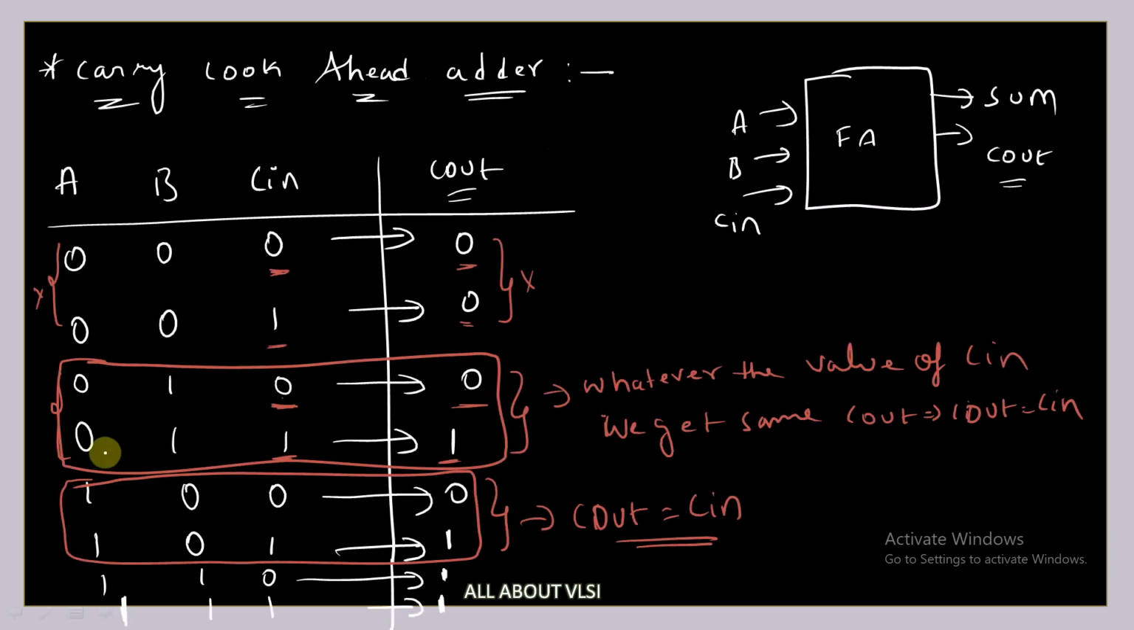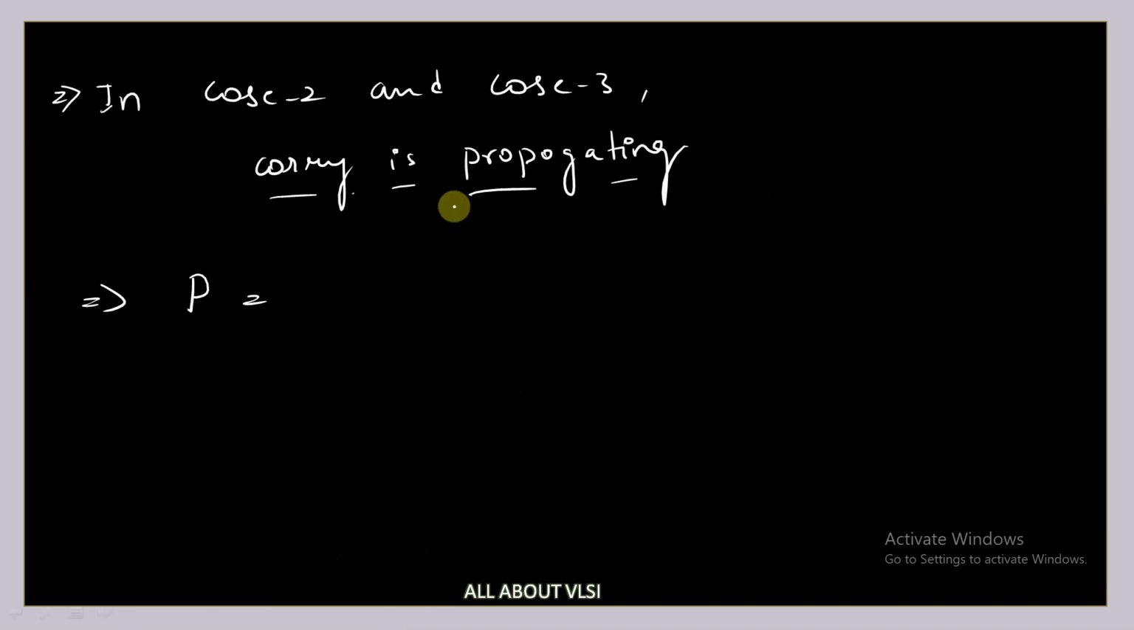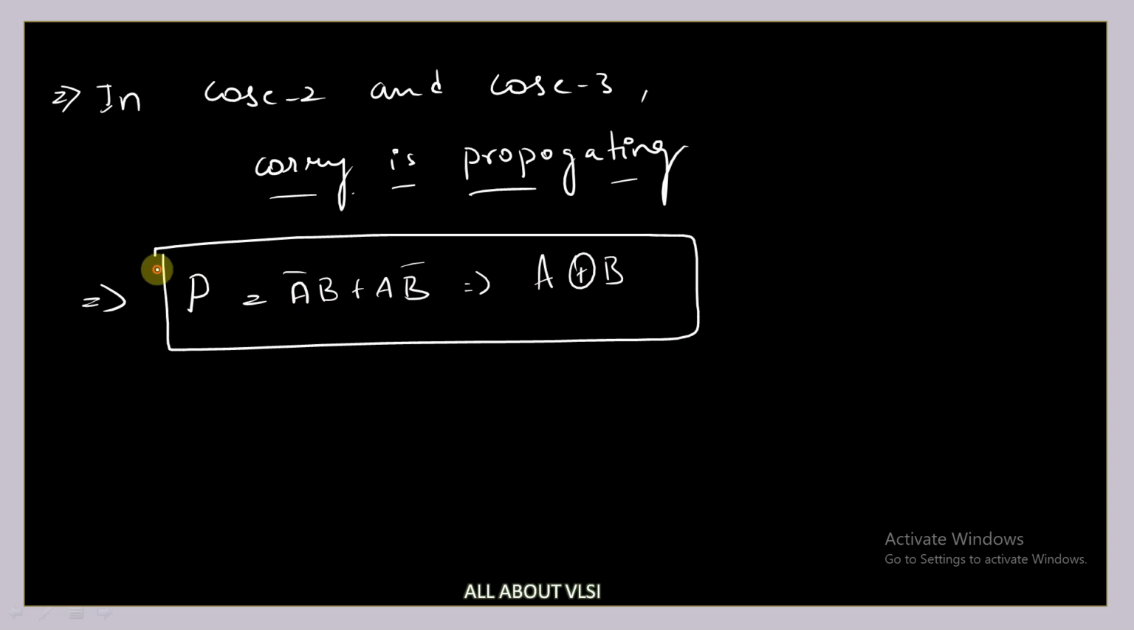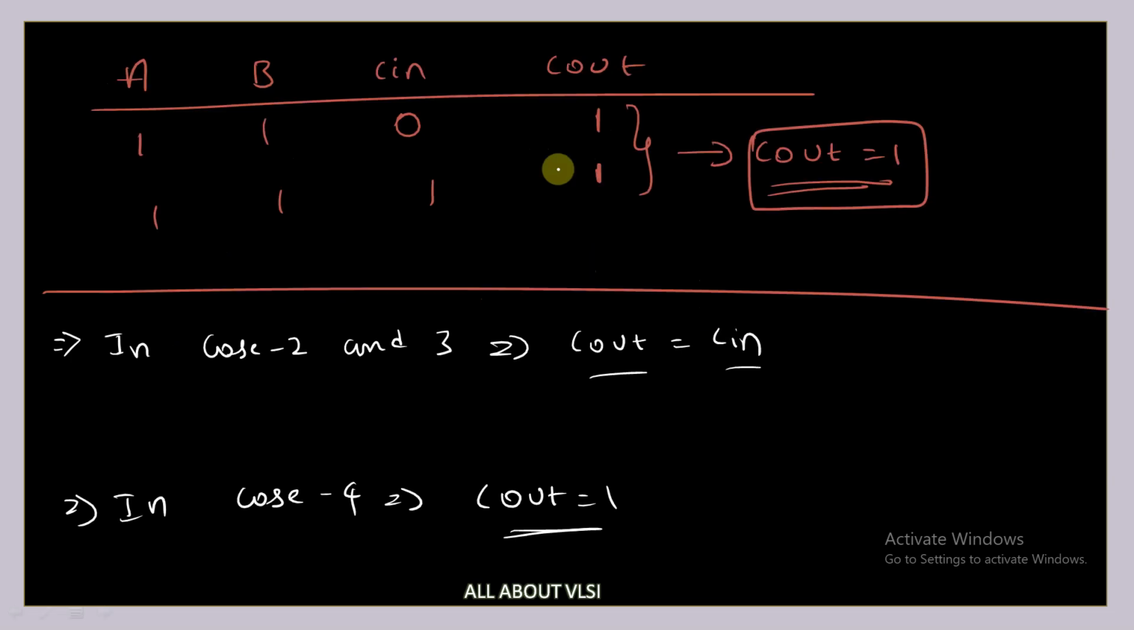From the truth table we can see A bar B, and what is the min term here? A B bar. What is the corresponding output I am taking? In these two cases the output is one, that is A bar B plus A B bar. So P is equal to A bar B plus A B bar, which is nothing but A XOR B. So carry propagation can be written as A XOR B. What is carry propagation? Carry propagation means simply input carry is propagating to the output. Whatever the input carry we are having, the same carry is propagated to the output. C in is equal to C out.